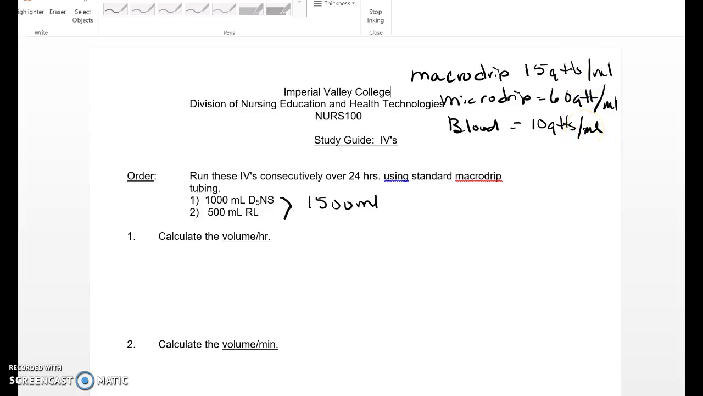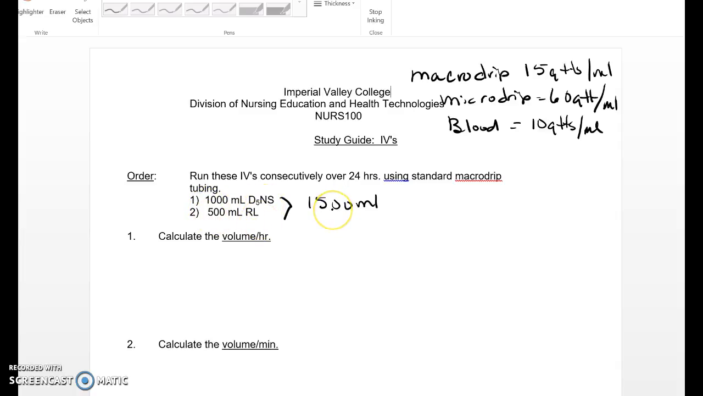So if I write a question, say for example, using standard macro drip tubing, then that is 15 drops per ml. So let's do number 1 here on your study guide for IVs. The first thing is you're going to run these IVs consecutively over 24 hours using standard macro drip tubing. 1,000 mLs of D5 normal saline, and then your second one will be 500 mLs of Ringer's lactate. So first you're going to run the 1,000 milliliters, then you're going to run the 500.